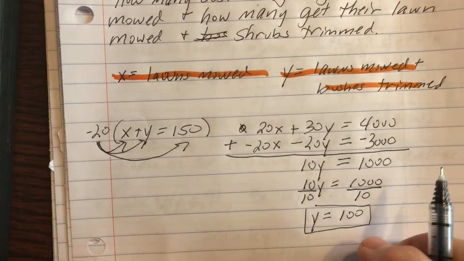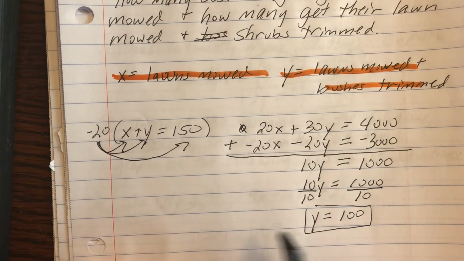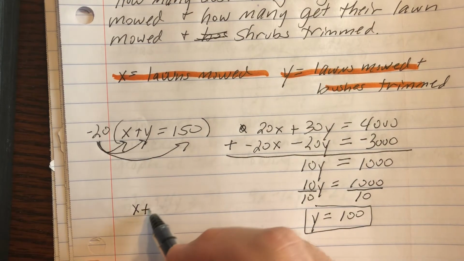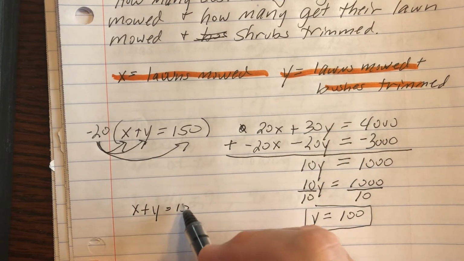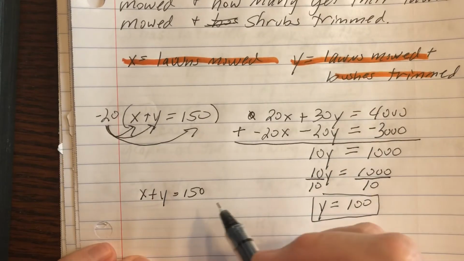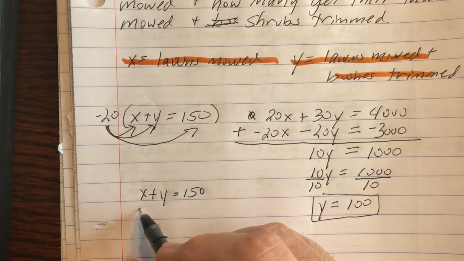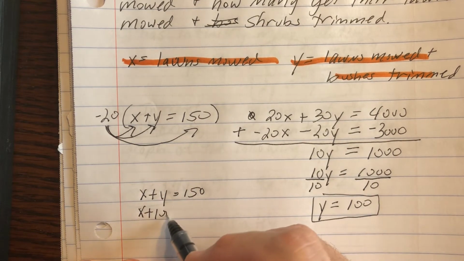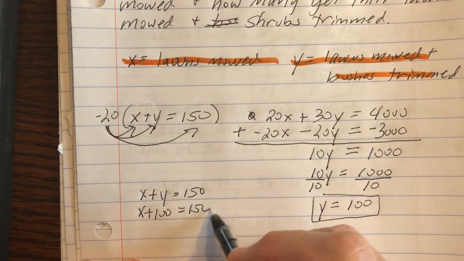Now, I can go back to my original equation, x plus y equals 150, and I can replace my y variable with 100 now, and that will allow me to solve for x. So I'll have x plus 100 equals 150.